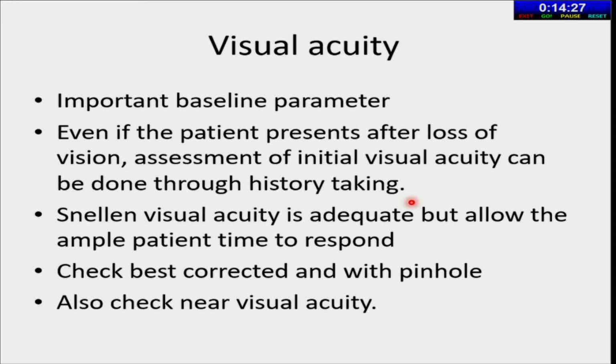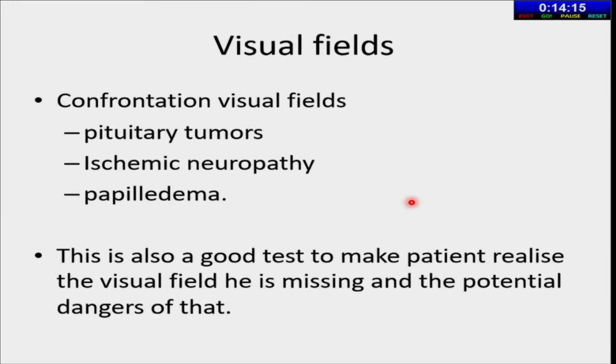Even from the basis of history, you can take a visual acuity before that. Could the person see the television before? Could he look at objects? Could he see his food in the utensil as he was eating? So these are small things that you can do historically to assess the visual acuity.